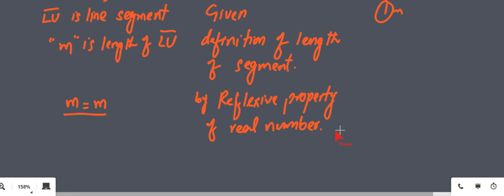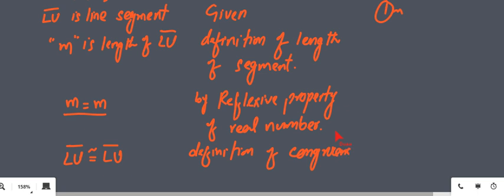Now, if m is equal to m, that means I can write it generally, that LU is congruent to LU by using the congruence definition of length, definition of congruent segments. Okay, so that's it. We finally proved that LU is congruent to LU.